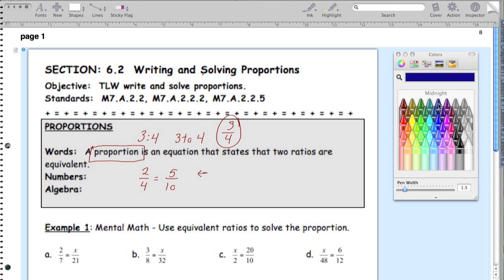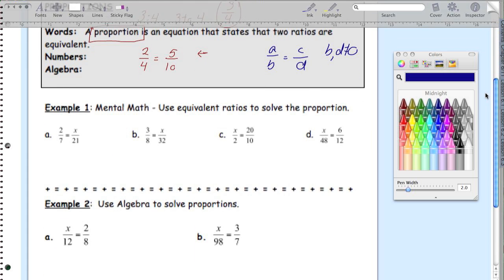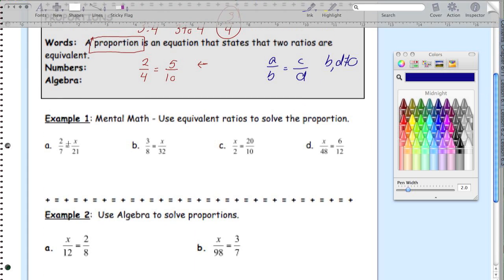So here's a number example. If we were to work it out with an algebraic example, it might look something like A over B equals C over D. And then we would obviously have to say that B and D don't equal 0 because we can't have 0 in the denominator. Now oftentimes whenever we see proportions, they're going to have something like this, a missing piece. So there's three different ways we're going to learn how to solve them.